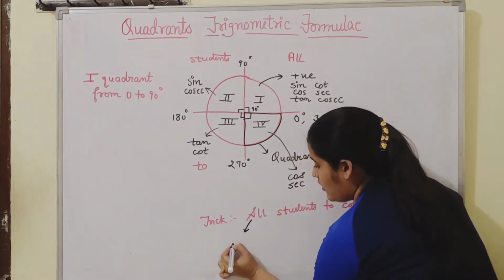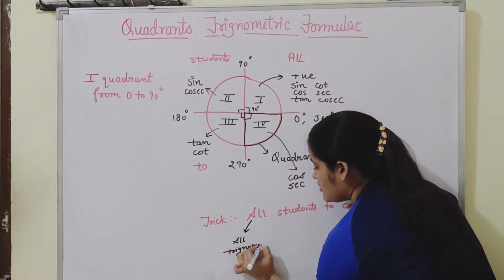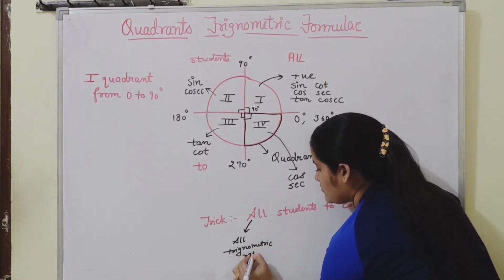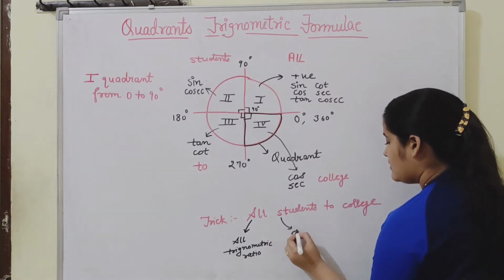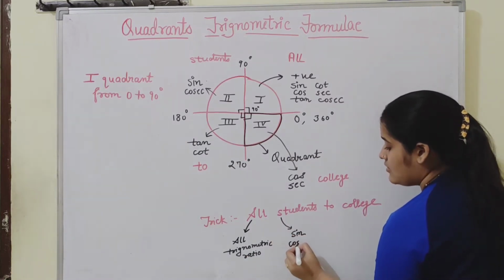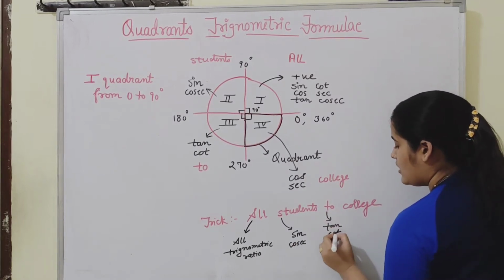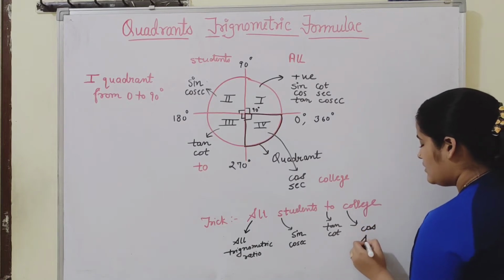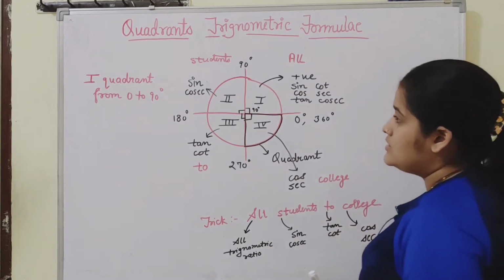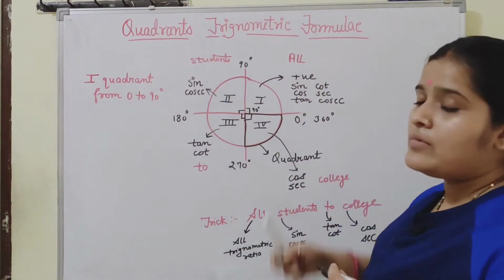A denotes all trigonometric ratios, means all trigonometric ratios have a positive value. S denotes sine and the reverse of sine is cosec. T denotes tan and the reverse of tan is cot. C denotes cos and the reverse of cos is sec. So for the first quadrant, what are the trigonometric formulas?